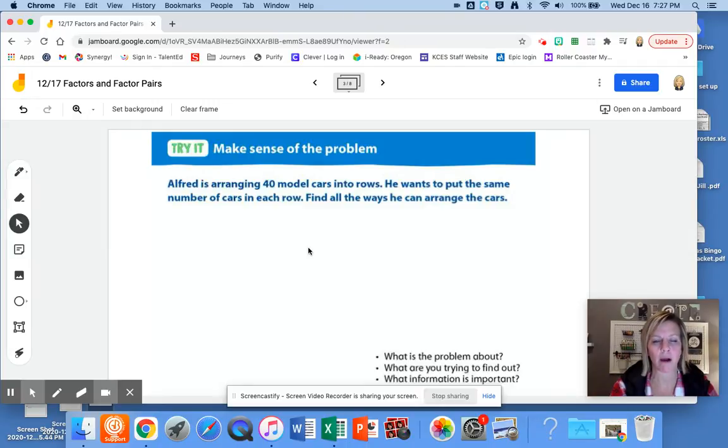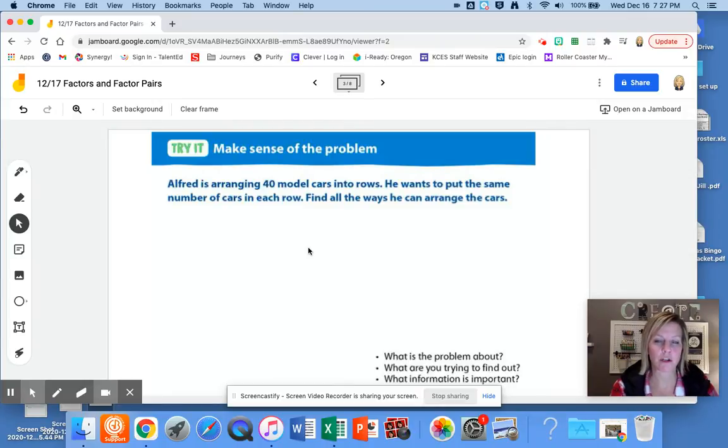What is this problem about? Alfred is arranging 40 model cars into rows. He wants to put the same number of cars in each row. Find all the ways he can arrange the cars. What is this about? Okay, now we're going to do the second question. What are you trying to find out? I want you to think about that. And then what information is important?